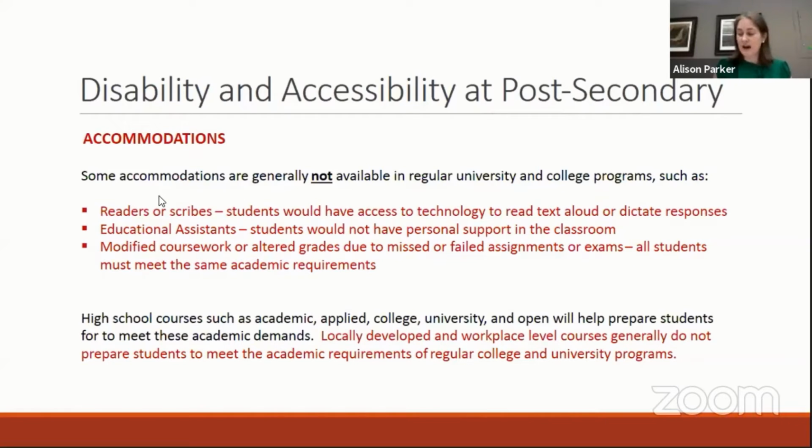In relation to that, we can look at the types of courses that help students along the way when they're preparing for post-secondary. Courses such as academic, applied, college, and university are courses that help prepare students to meet the academic demands. Courses such as locally developed and workplace generally aren't intended for students who are going on to college or university, and wouldn't give them the tools and the skills to meet the demands of regular college and university programs.